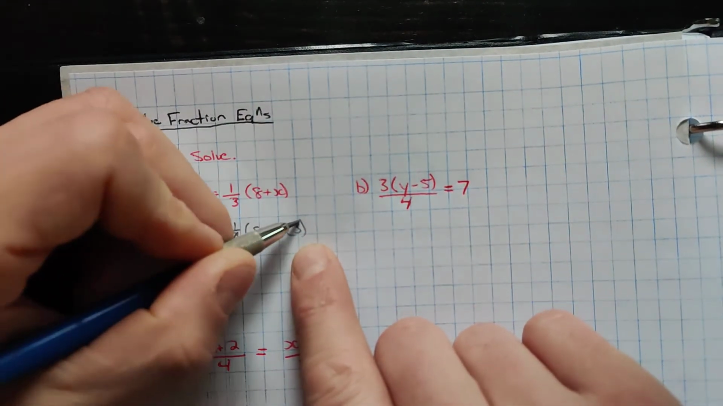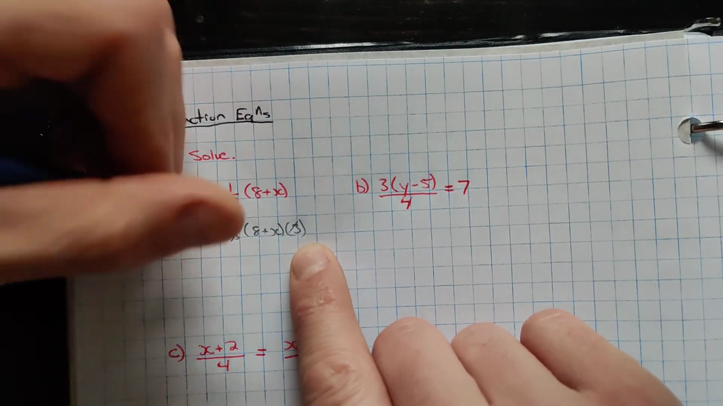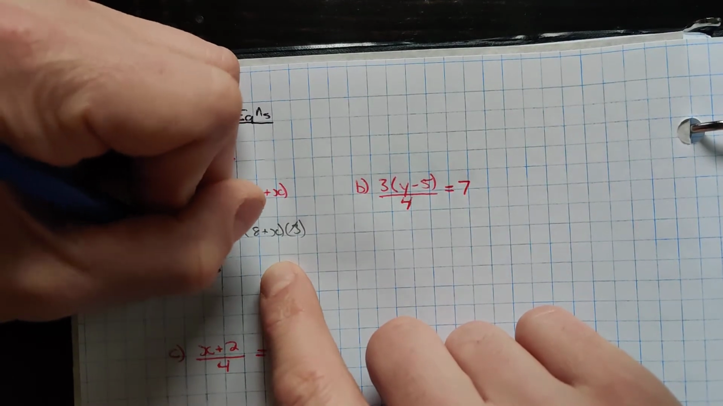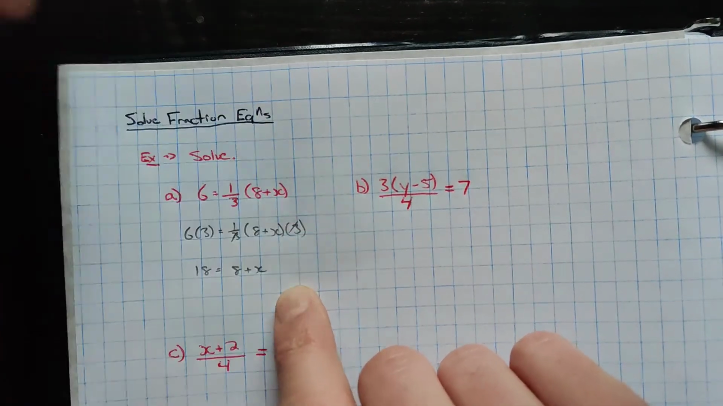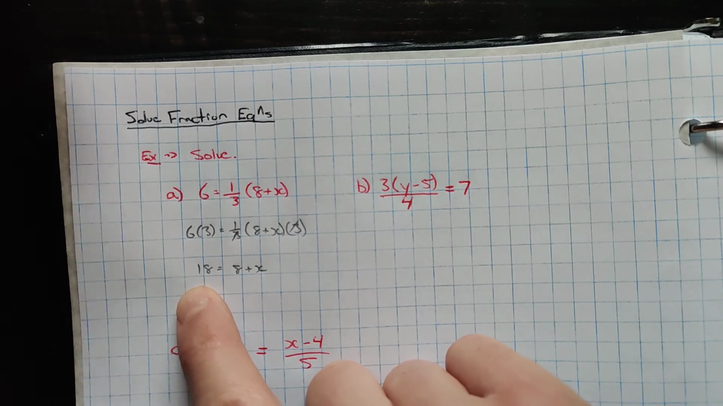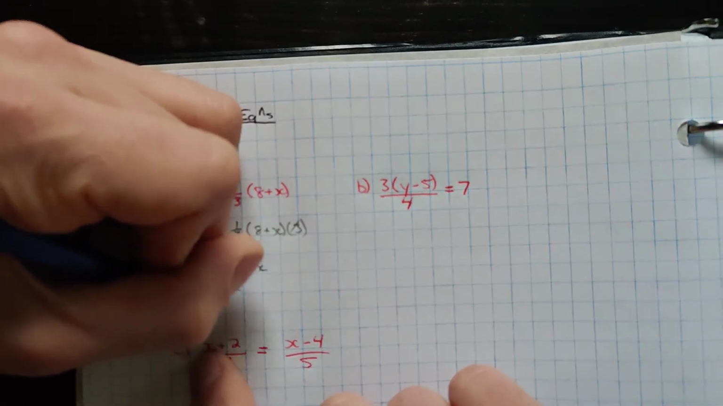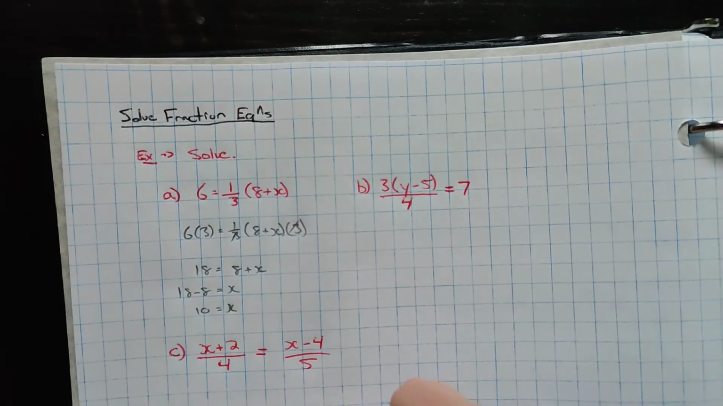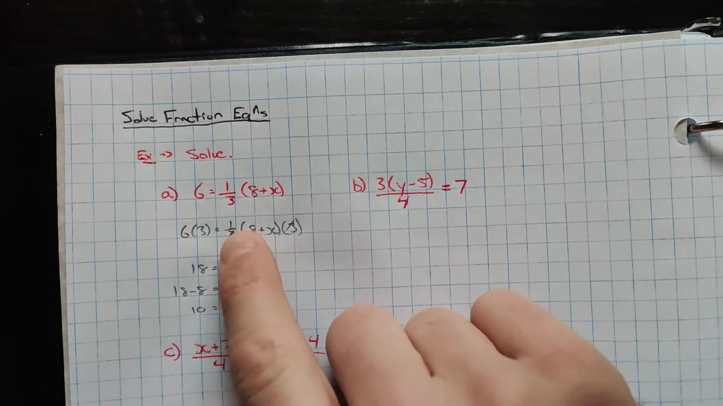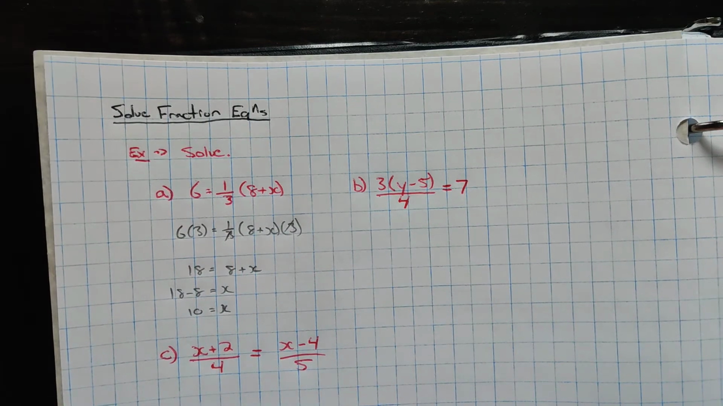So this 3 and this 3 would cancel. This would become 18 equals 8 plus x. And now I can just move that positive 8 to the other side. 18 minus 8 equals x. And I'm left with 10 equals x. So if it's 1/3, I can just multiply by that to get rid of it nice and easy.